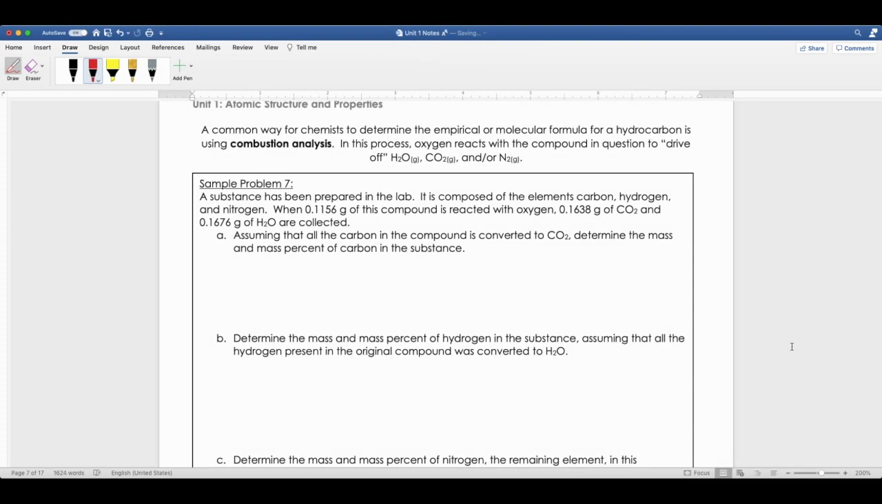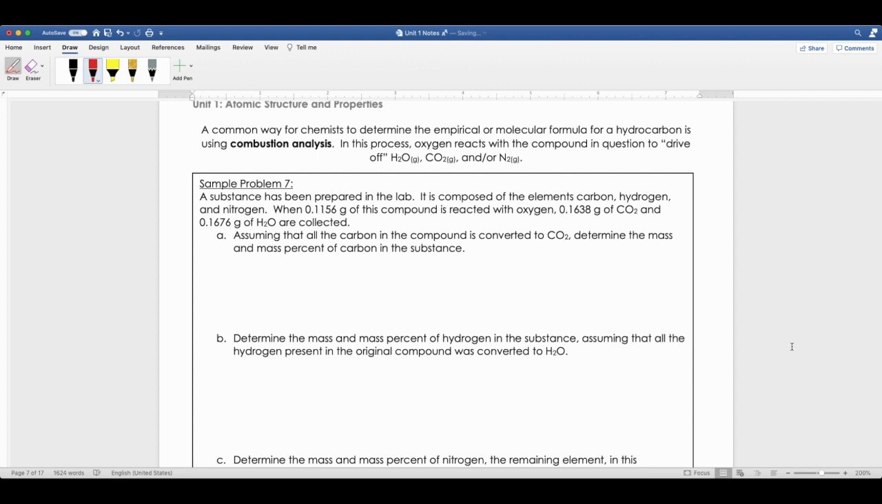So here it is, putting all of this together. Why is this useful, right? All of this stuff that we're doing here. Well, one way that this particular technique and everything you've learned so far is important for chemists is because it allows them to determine the formula for a hydrocarbon.